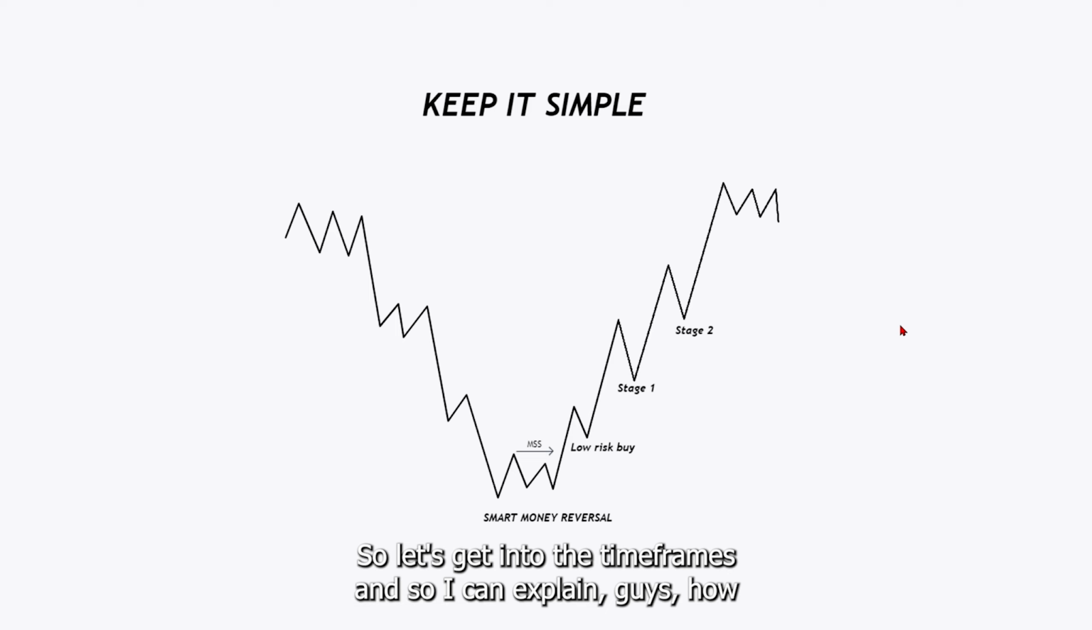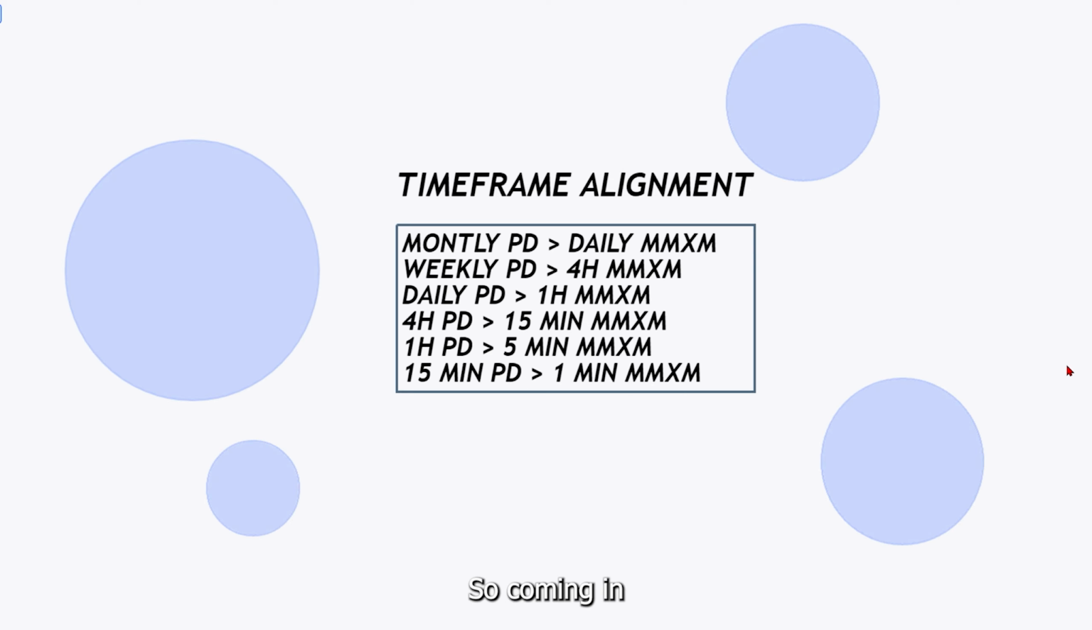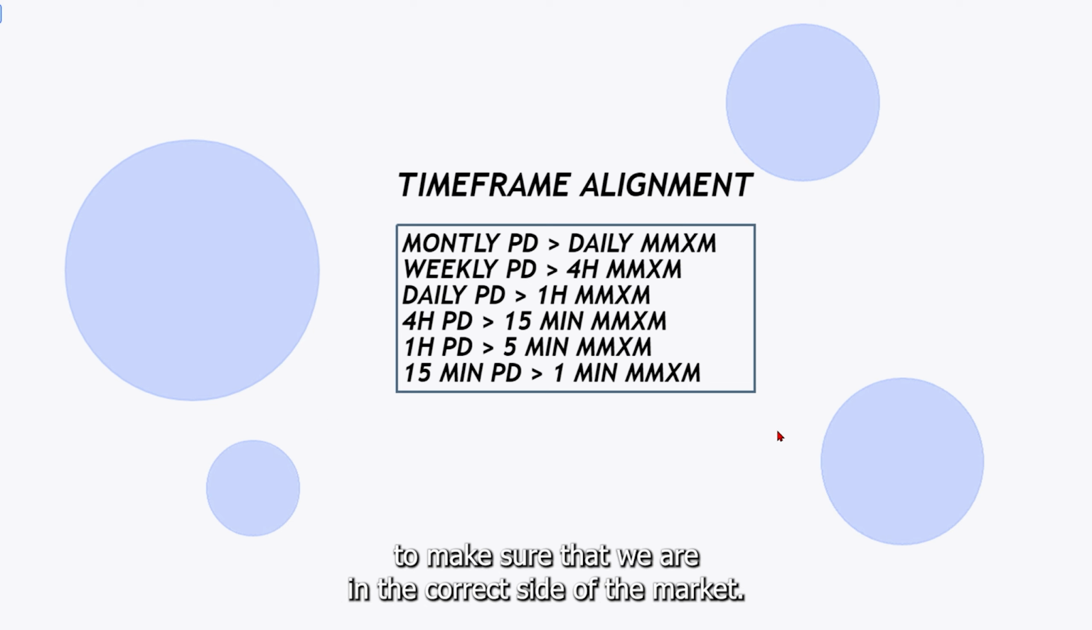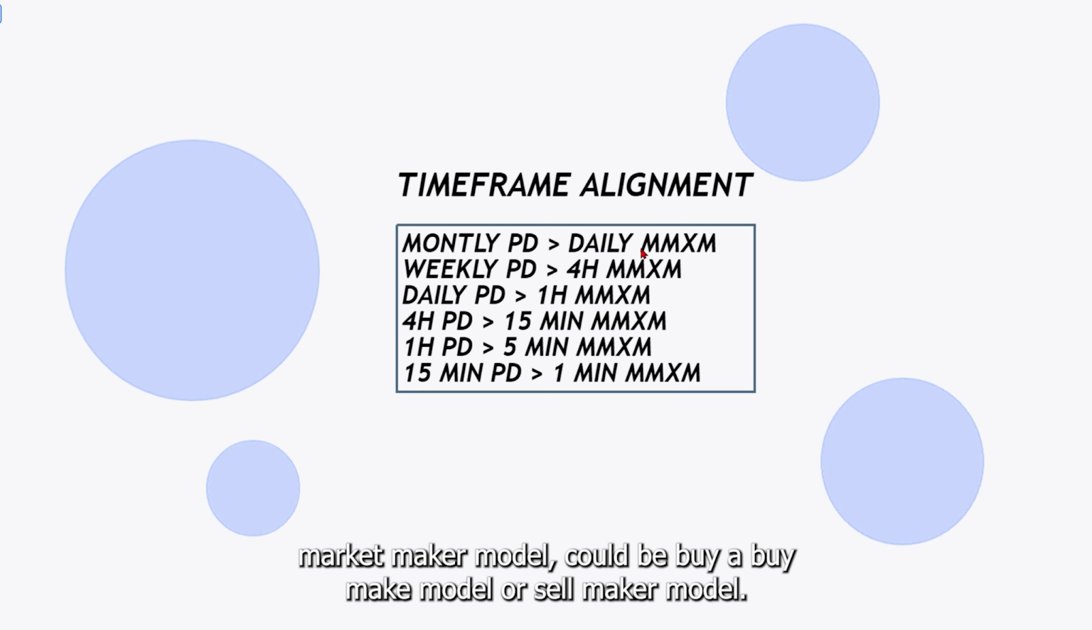So let's get into the time frames, so I can explain to you guys how it works as well. Coming in on the time frame alignment, typically we want to use these time frames to make sure that we are on the correct side of the market. So if you guys are trading on a monthly PD array, we want to use a daily market maker model.